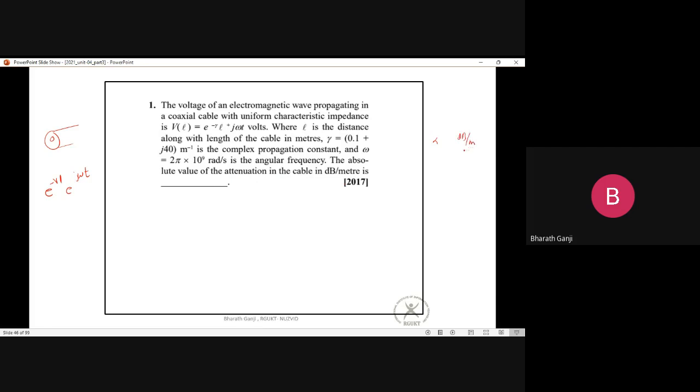So they want it in dB per meter. But usually we have alpha in terms of Nepper per meter. So if you want to convert into dB per meter, how do you do it? 8.686 dB is equal to 1 Nepper. So 1 Nepper is actually equal to 8.686 dB.